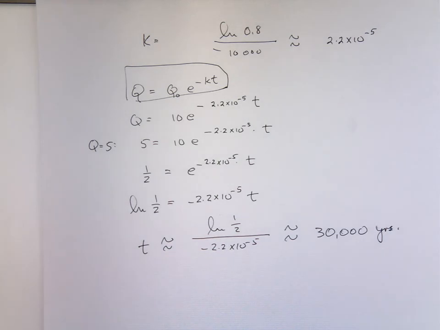I think it's like 5730 is the half-life of carbon 14. What is it? I looked it up, it was like 5,730. 5,000 something. You're pretty close, yeah. Was that close or what though?